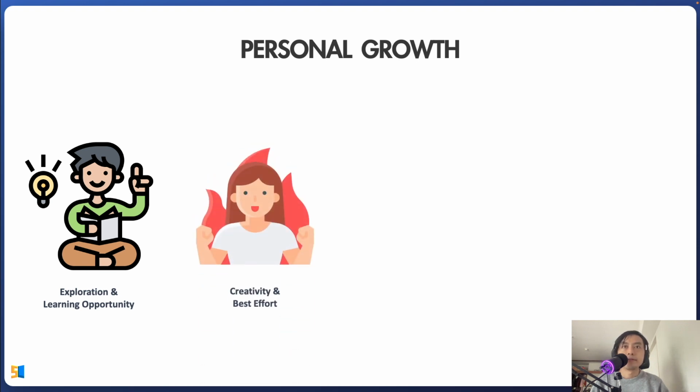And then creativity and best effort. Because the OKR target for the advertisement team is always, at the end of the day, about the revenue, and the target is very ambitious most of the time. So it forces us to think creatively and do our best to achieve that ambitious target.